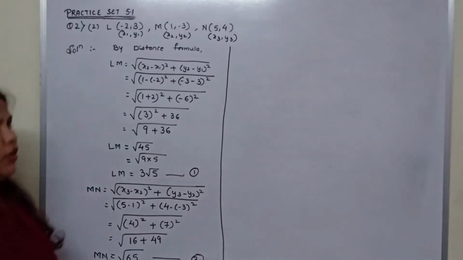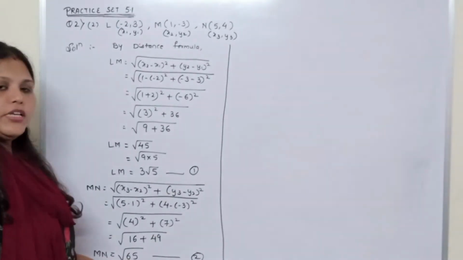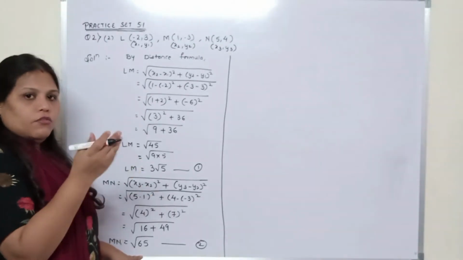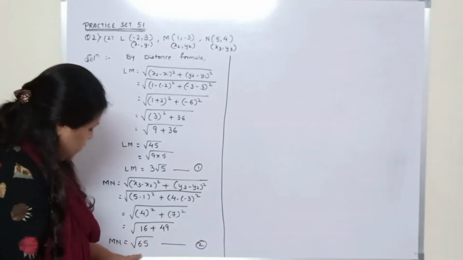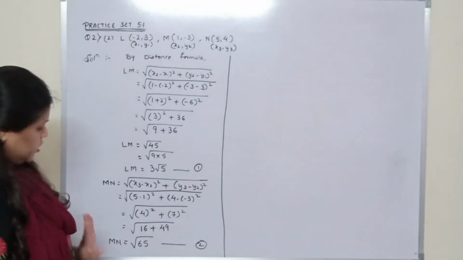It cannot be taken out of the root, as 13 5s are 65. Even 13 will not be taken out of the root, and even 5 is not further divisible. So it will be root 65 only.